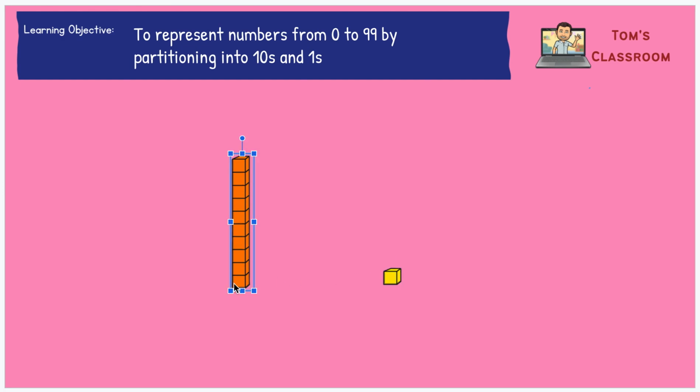Now the stick here represents 10 ones, and we call that a 10 because it's one stick of 10. We'll just count them up to check. 1, 2, 3, 4, 5, 6, 7, 8, 9, 10. So whenever we see this, we know that it represents the number 10.